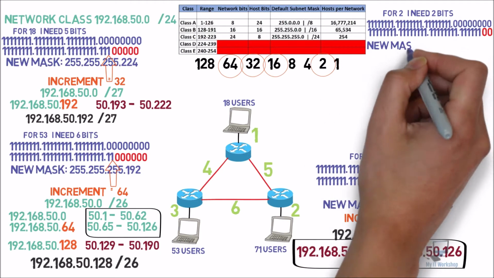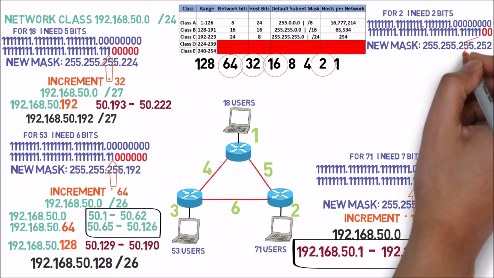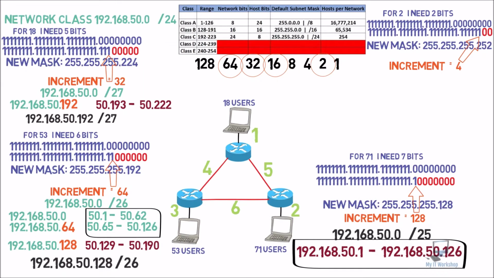Now, my new network mask is going to be 255.255.255.252. And my increment is going to be in the 4th octet. It's going to be the first one after the reservation, and it has a value of 4. Now I can find my networks.